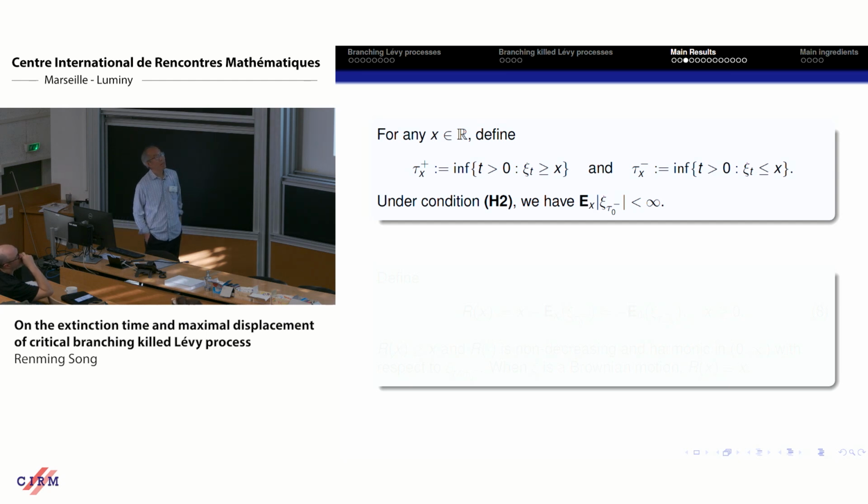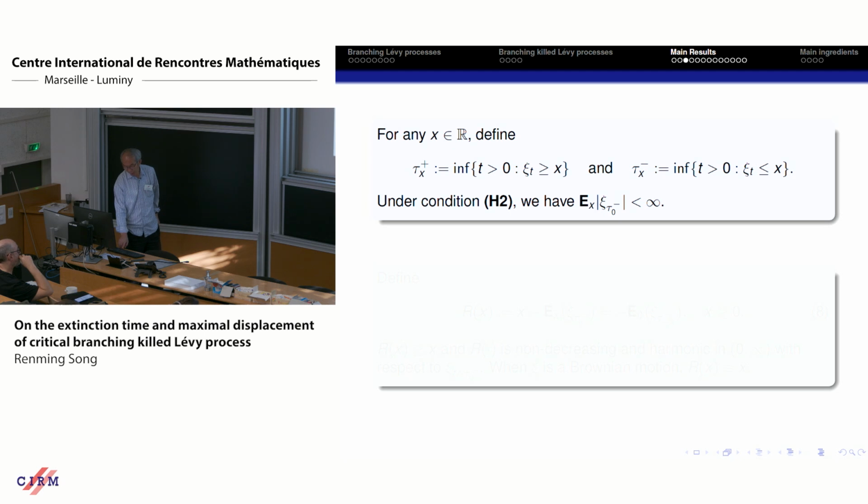To state our result, we introduce some notation. That's the standard notation for dealing with a Levy process: tau x plus is the first time the Levy process goes above x, and tau x minus is the first time it goes below x. Under condition 2, you can easily check that the absolute value of C of tau 0 minus is positive and finite.